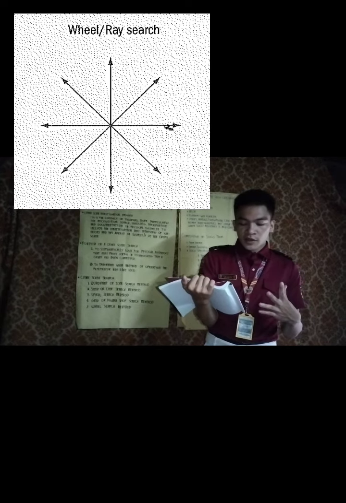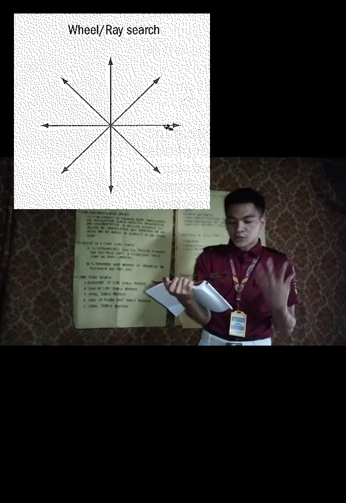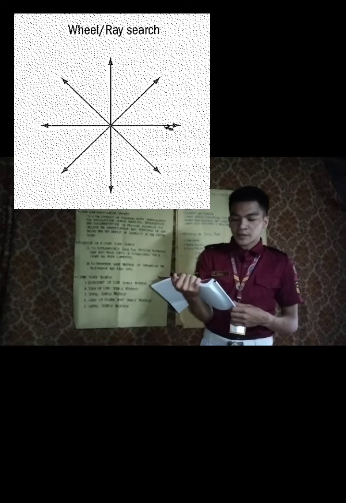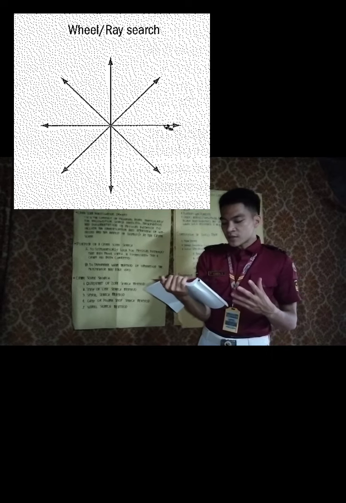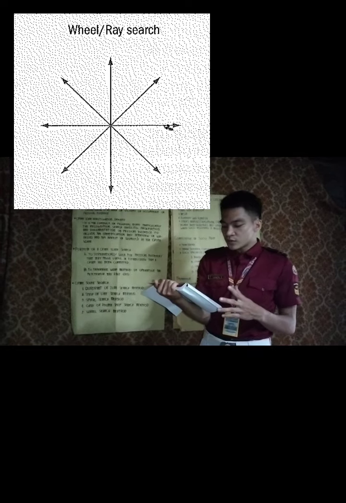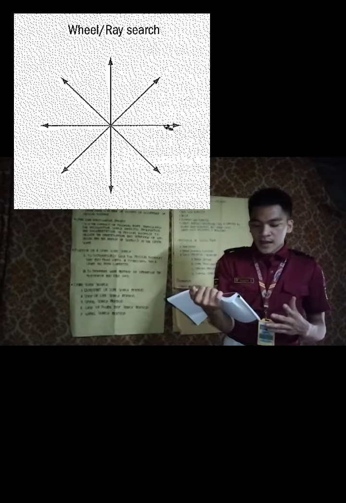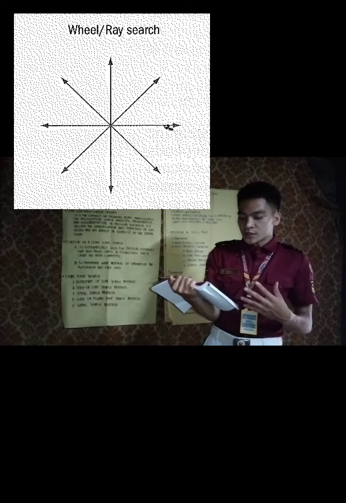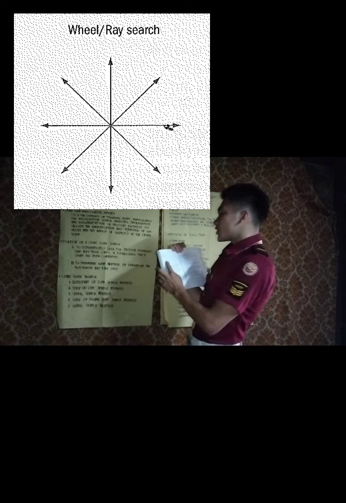One shortcoming of this method is the great increase in the area to be observed as the searchers depart from the center. Another is the possibility of evidence contamination or destruction, with the likelihood that the searchers will step on them as they converge at the center. So this is the example of the wheel search method.